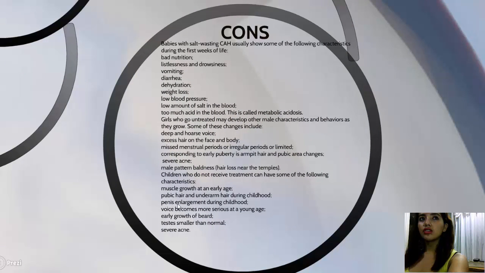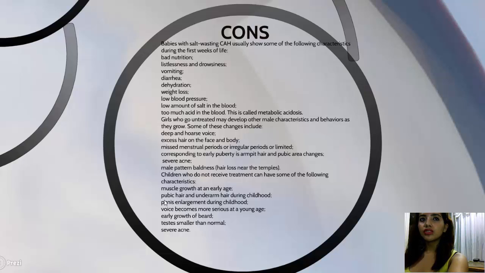The symptoms include that the baby with CAH usually shows some of the following characteristics during the first weeks of life: poor feeding, lethargy and drowsiness, vomiting, diarrhea, dehydration, weight loss, low blood pressure, low amount of salt in the blood, too much acid in the blood. This is called metabolic acidosis.